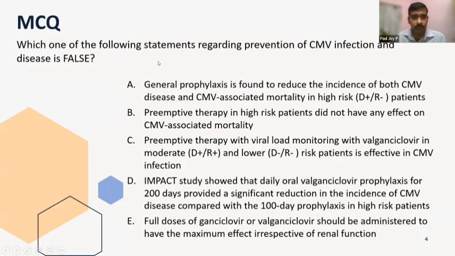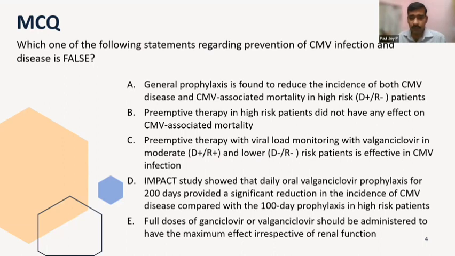Before going to the talk, a short MCQ. Which one of the following statements regarding prevention of CMV infection and disease is false? General prophylaxis is found to reduce the incidence of both CMV disease and CMV-associated mortality in high-risk patients, that is D plus R minus. Preemptive therapy in high-risk patients did not have any effect on CMV-associated mortality.